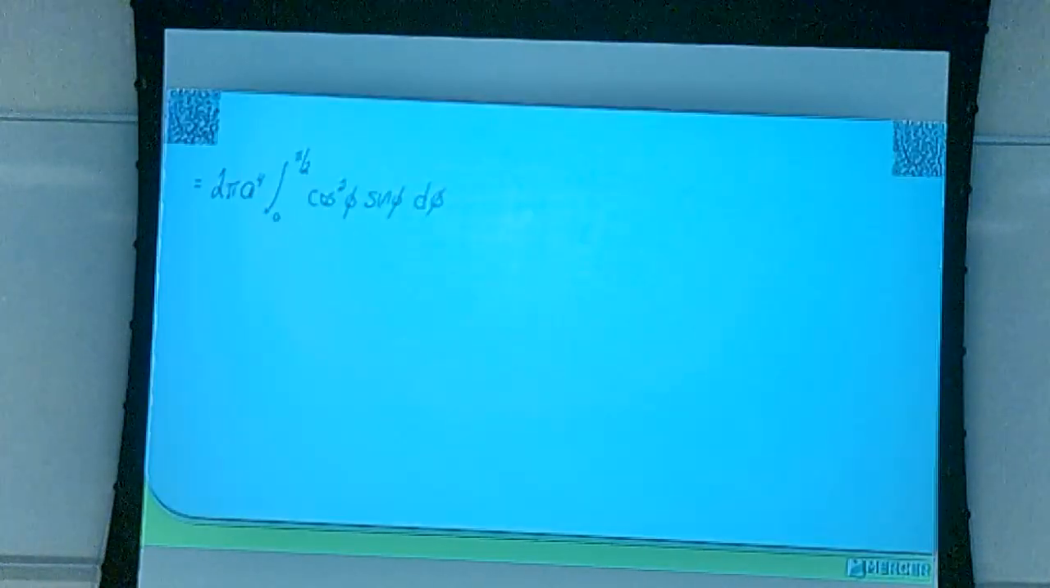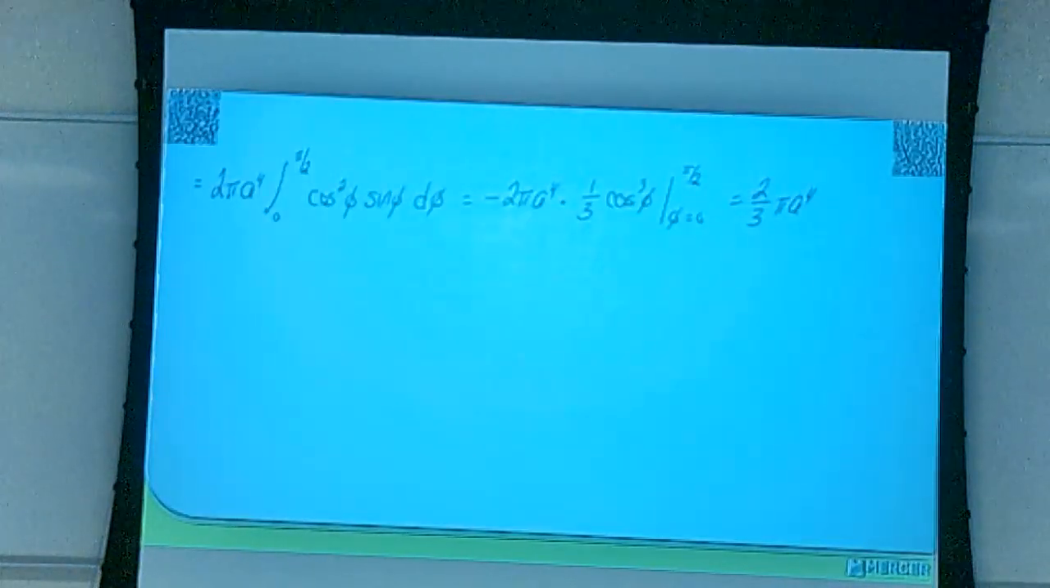This is a simple u sub. Cosine of pi over 2 is 0, cosine of 0 is 1, 0 minus 1 is negative 1. Two-thirds pi a to the 4th is the surface integral.